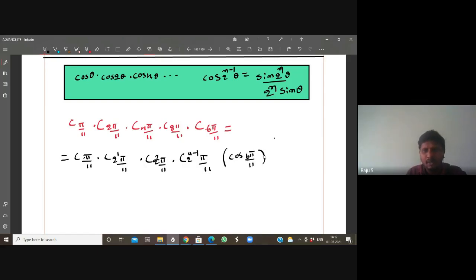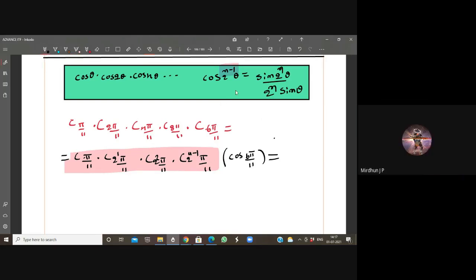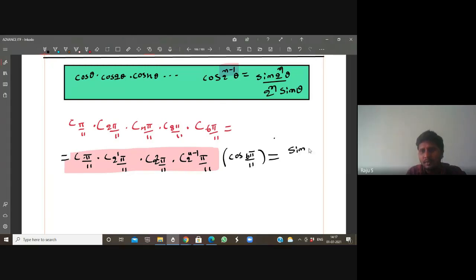Fine. And students, till here, with the formula, what answer are we going to get? What is the n value when I compare n minus 1 with 4 minus 1? The n value is 4. Shall I write here sine 2 power 4 times theta, with theta value pi by 11, all divided by 2 power 4, which is directly 16?